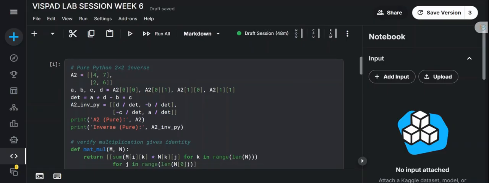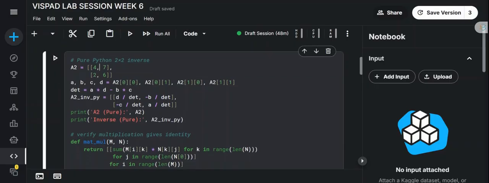So basically, what I'm saying is, please look in the notebook. I'm going to indicate with the cursor, right? If you have a 2 by 2 matrix of this form, 4 7 and 2 6, then 4 and 6 are in the leading diagonal or the main diagonal, and 2 and 7 are in the minor diagonal.